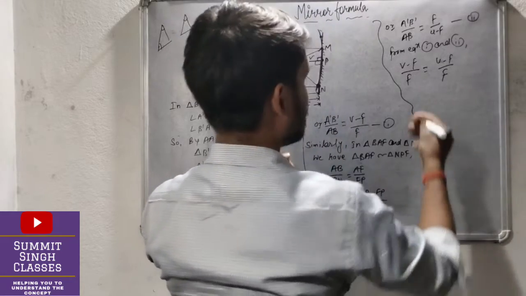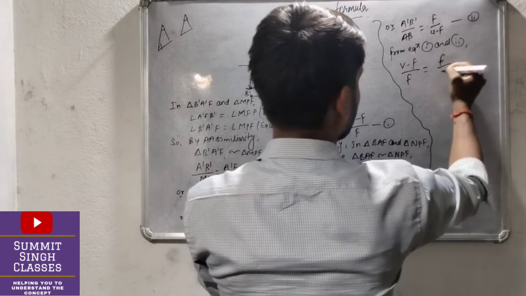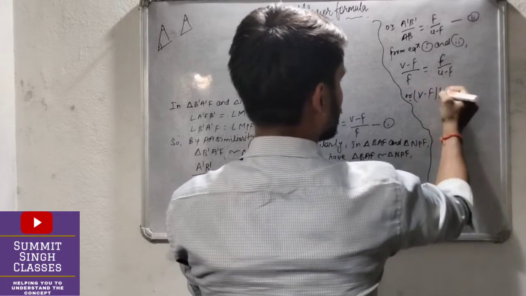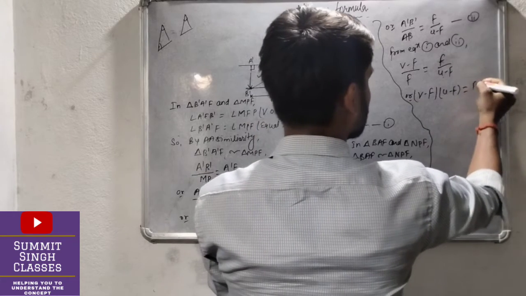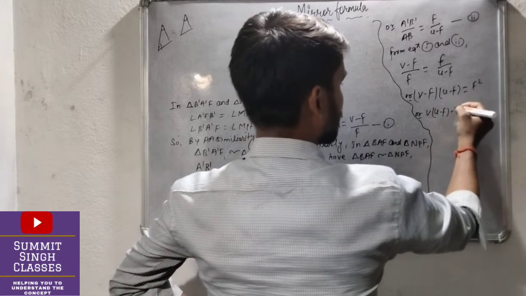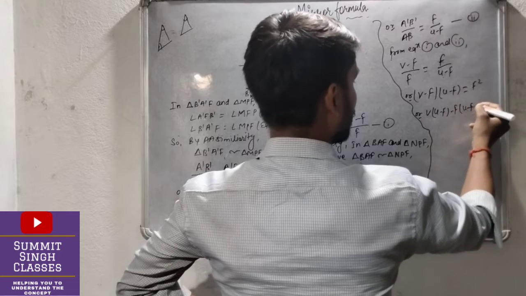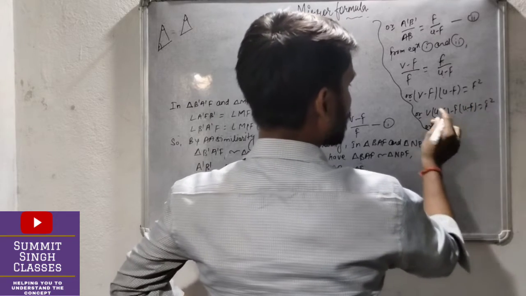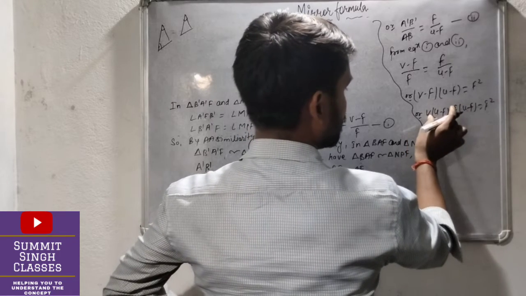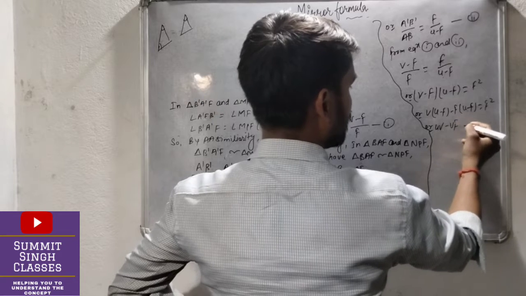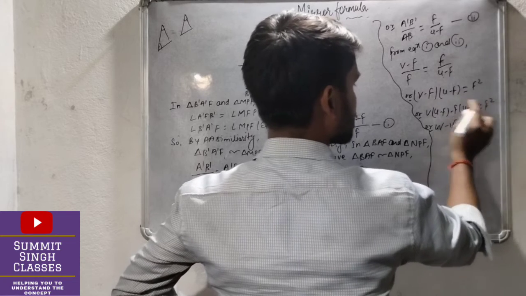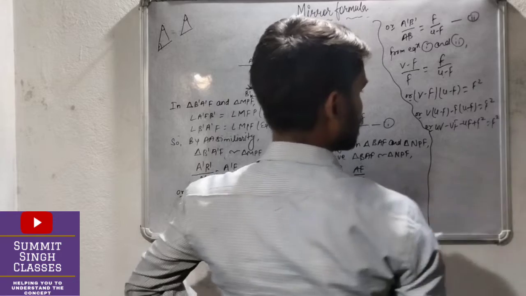Now if we cross multiply both sides, then we write v minus f into u minus f is equal to f square. Or you can write v into u minus f, minus f into u minus f, equal to f square. Multiplying out, u times v is uv, minus u times f, then vf minus uf, and minus minus plus f times f is f square, equal to f square.